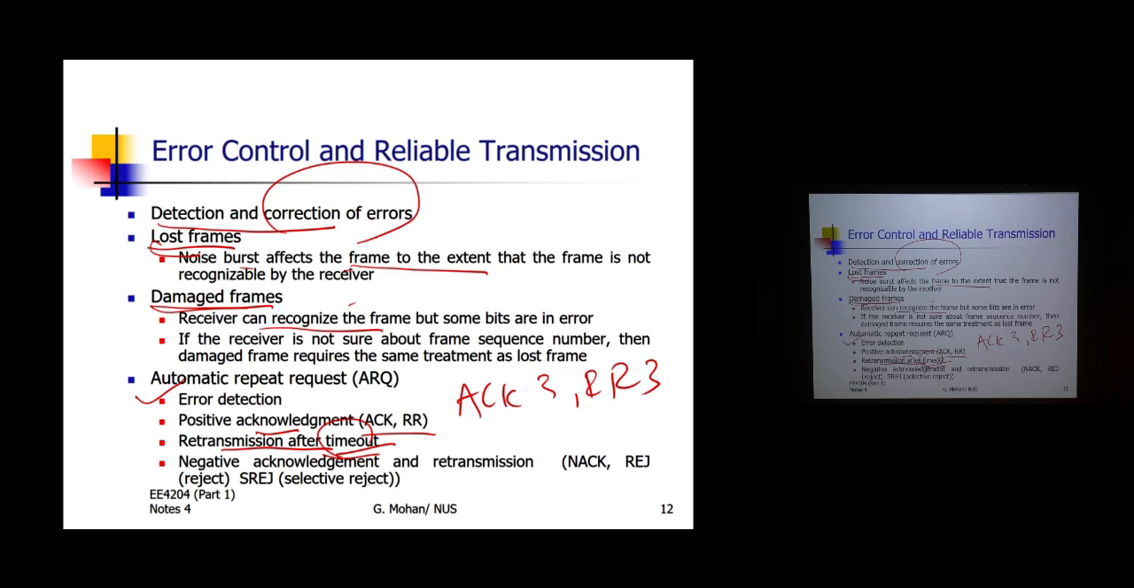The negative acknowledgement messages which we use here are basically NAK, negative acknowledgement, or reject, and selective reject. So there are three kinds of negative acknowledgement we are looking at. The meaning would be clear when we look at the actual protocol.